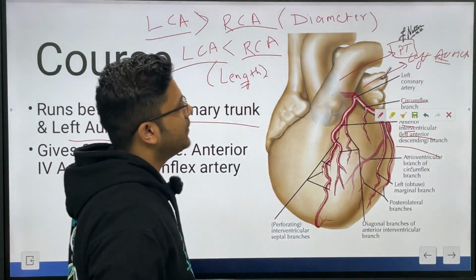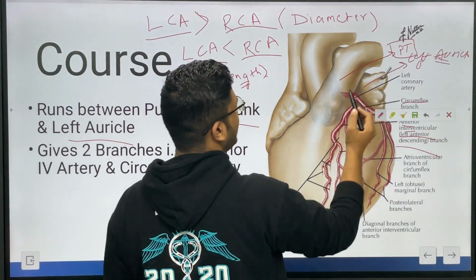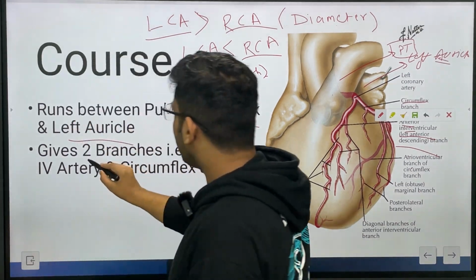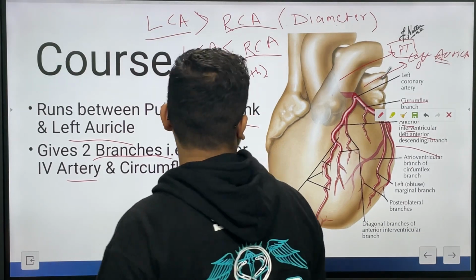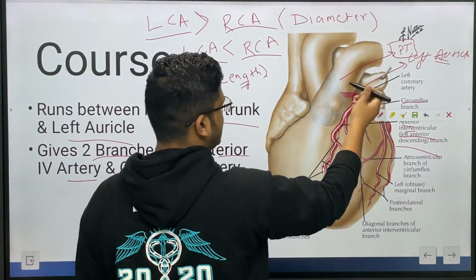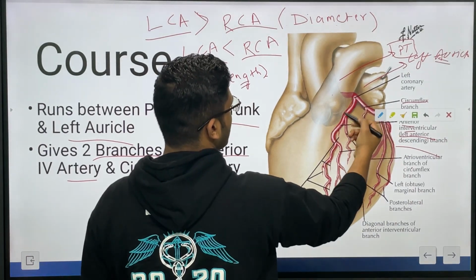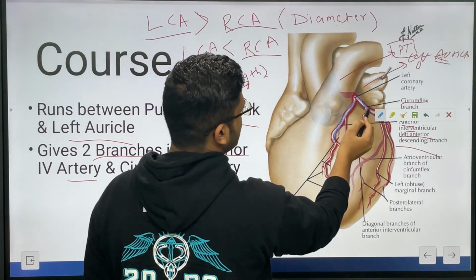Pulmonary trunk and left auricle. So this artery is originating from the left coronary sinus and then it is running in between the pulmonary trunk and your left auricle. Then it gives two branches, that is the anterior interventricular artery and the circumflex artery. This we will discuss in a further slide. This is your anterior interventricular artery and this is your circumflex branch.